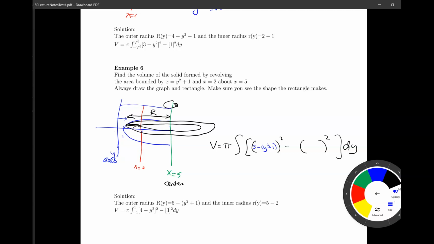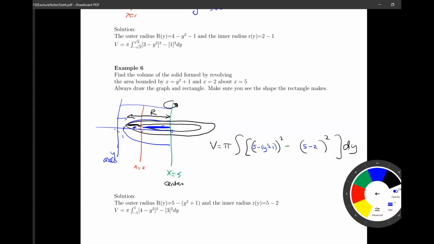I labeled the r wrong. This is the inside radius right here. There's the inside radius. Sorry about that. There's the inside radius here. So you want to go all the way out to 5 and take away the 2. And that will give me the inside radius.